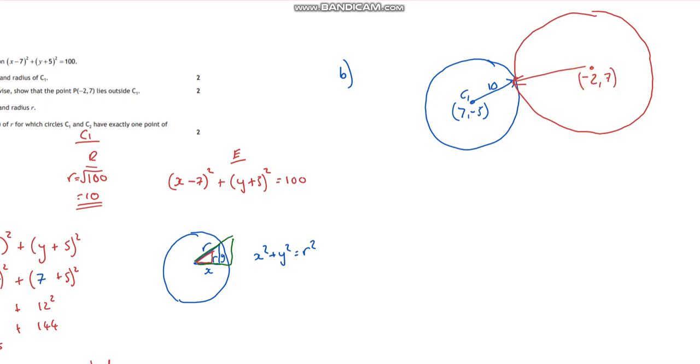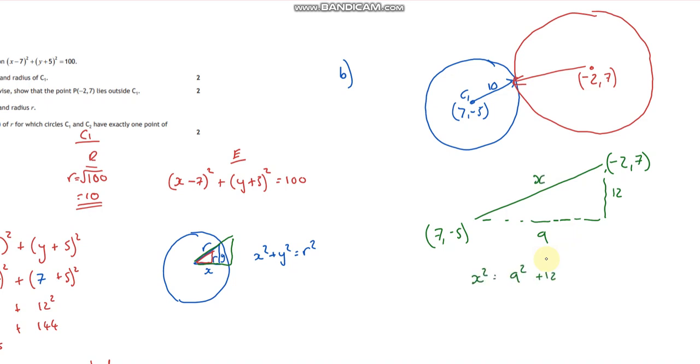Okay, so let's draw a little right angle triangle. We've got our 2 centres: -2, 7, and 7, -5. So what's the x distance? Well, that's 9, the difference in the x values. And the distance in the y's is 12. So this distance here is the square root of 12 squared plus 9 squared. I'll call that x. So x squared is 9 squared plus 12 squared, so 81 plus 144.